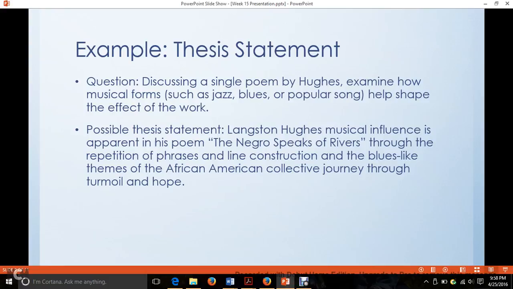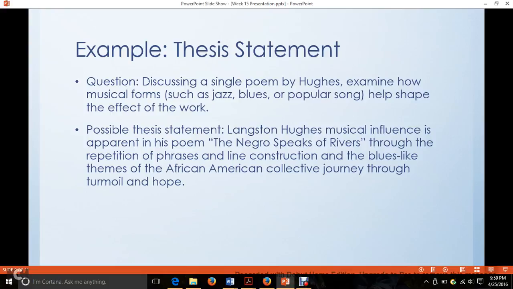So what I've done here is I have stated the author, Langston Hughes. I have stated the poem, The Negro Speaks of Rivers. I also addressed the question: how do musical forms help shape the effect of the work?